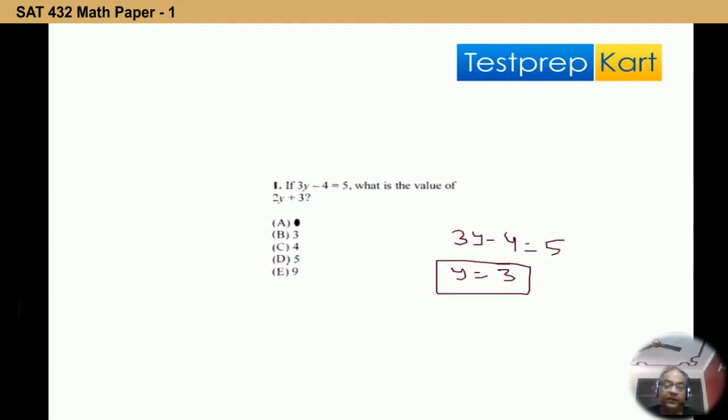Right? Now substitute this value y is equal to 3 in the given expression. That will give you 2 into 3 plus 3, that is 9. Therefore, option E is correct.